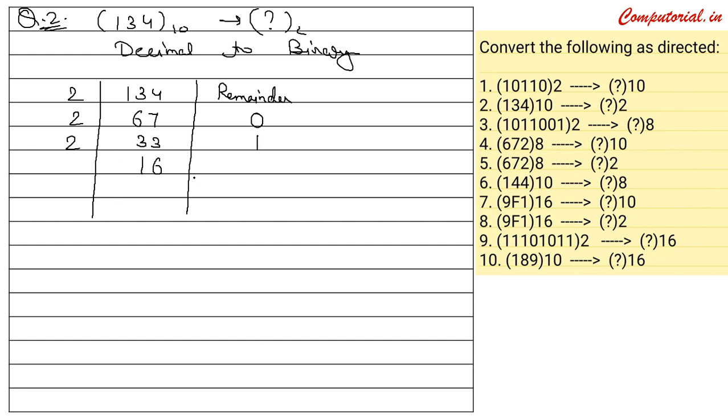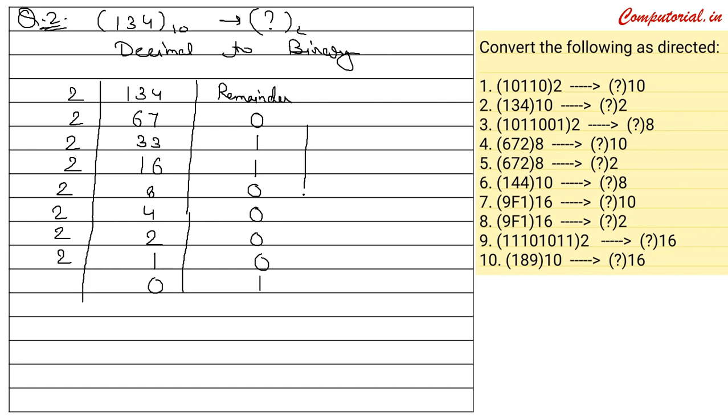Then it will go 16 times, remainder will be 1. It will go 8 times, remainder will be 0. It will go 4 times, remainder will be 0. It will go 2 times, remainder again will be 0. It will go 1 time, remainder will be 0. Then it will go 0 times and remainder will be 1. That's it.